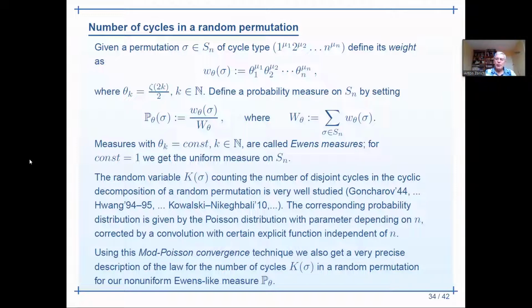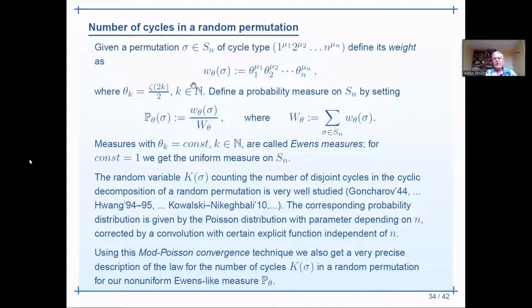For example, permutations with many cycles of length 1, we would rarely see them. So Ewens measure really shifts the probability towards permutations which don't have many cycles. Do you agree? Yes, clear now, thanks.